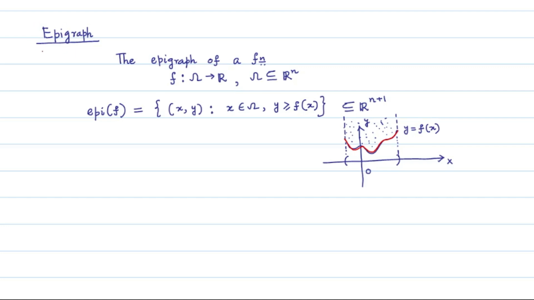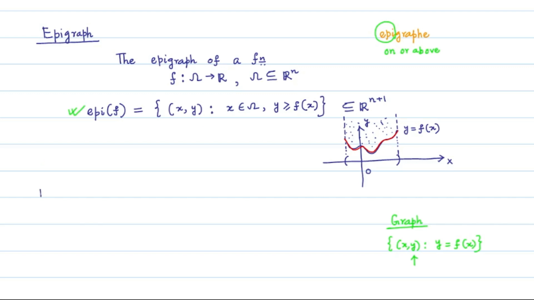This word epigraph came from the ancient Greek term epigraphy. The English equivalent of epi is 'on or above', and graph resembles the graph of a function. By graph of a function, what do we mean? By graph of a function, we mean the set of all points (x, y) for which y equals f(x). And to define epigraph, we need the set of all y for which the y value is above the graph. That means y has to be greater than or equal to f(x). That is precisely the definition of epigraph of the function f.